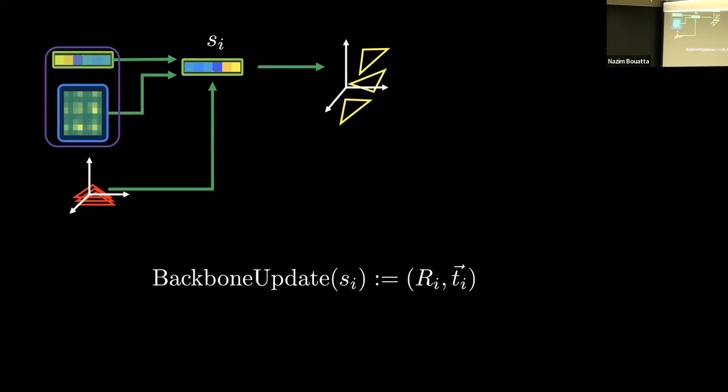And out of it, we will build a function, sort of just a projection that we call backbone update, which is itself made of rotations and translation. And the intuition behind it is the following. The only way in Euclidean space to move around frames, local frames, while respecting the orientation of space is to act locally on those frames with a rotation and translation.